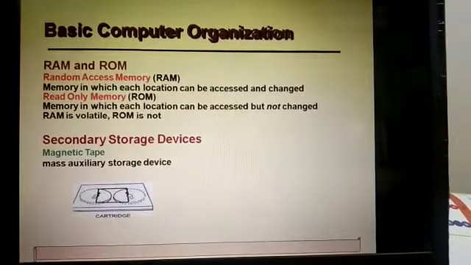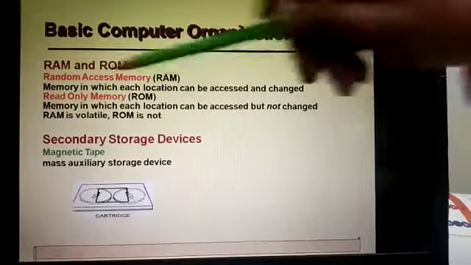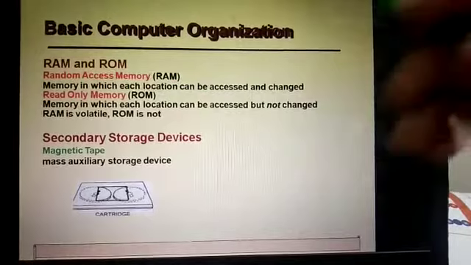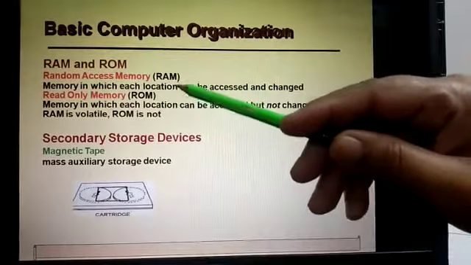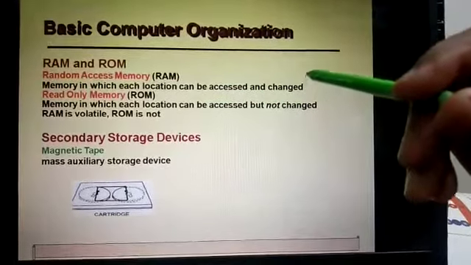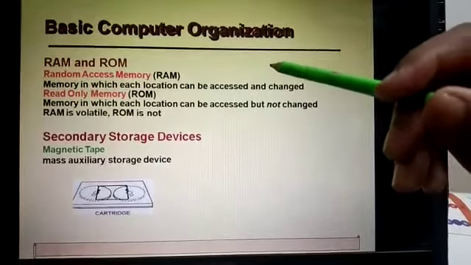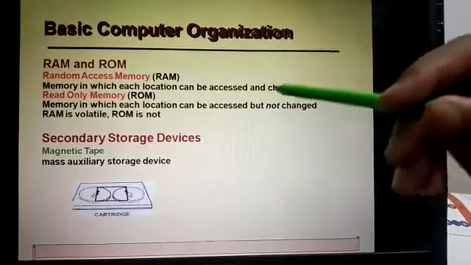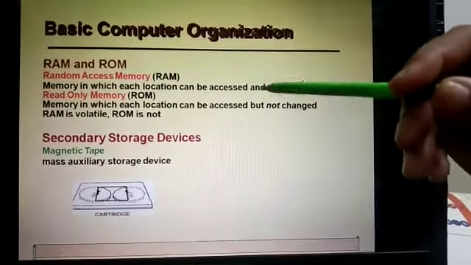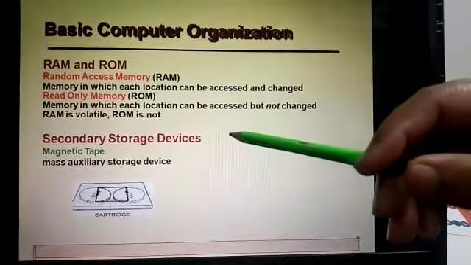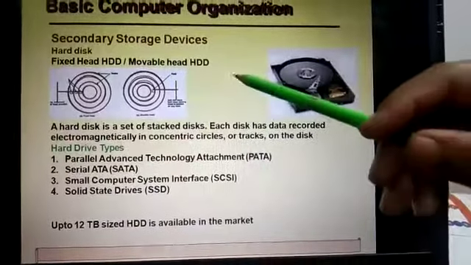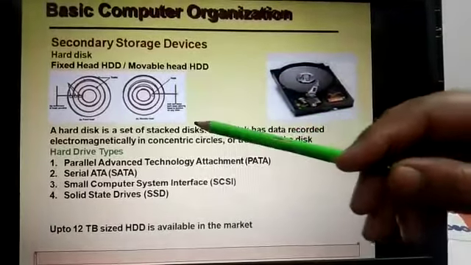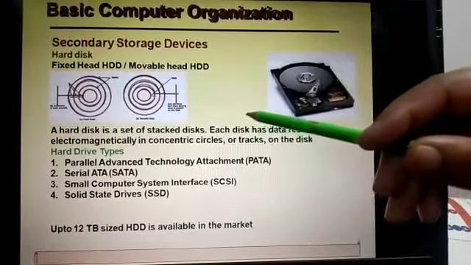Now we have also seen we have different types of memories, that is RAM and ROM. RAM is random access memory and ROM is read-only memory. Random access memory is a memory which can be accessed and changed, and read-only memory is unchangeable. Storage devices: hard disk is one example of storage devices. A hard disk is a set of stacked disks.